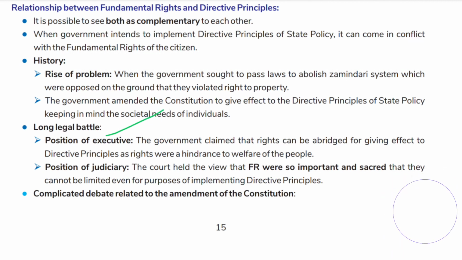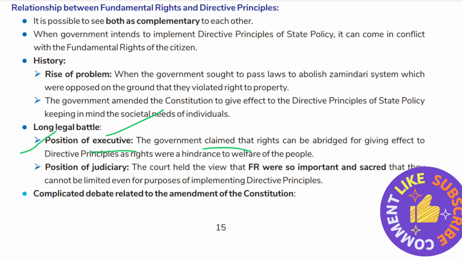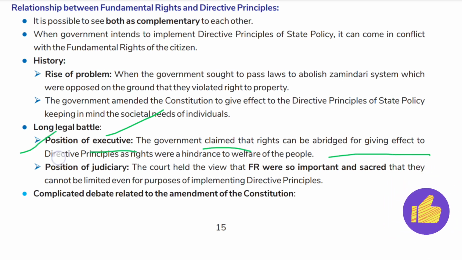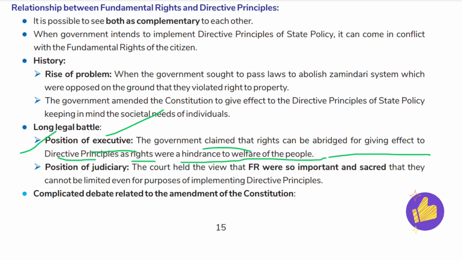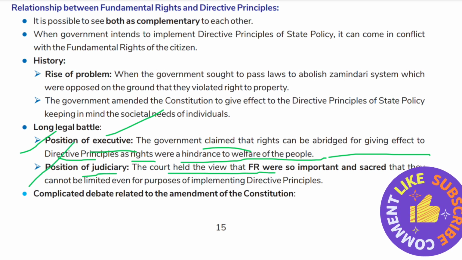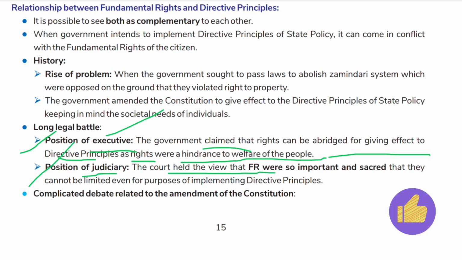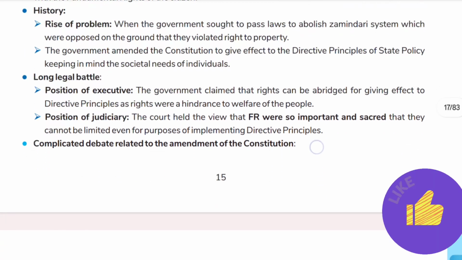So here is a long legal battle. The position of the executive: the government claimed that rights can be abridged for giving effect to directive principles, as rights were a hindrance to the welfare of the people. The position of the judiciary: the court held the view that fundamental rights were so important and sacred that they cannot be limited even for the purpose of implementing directive principles.